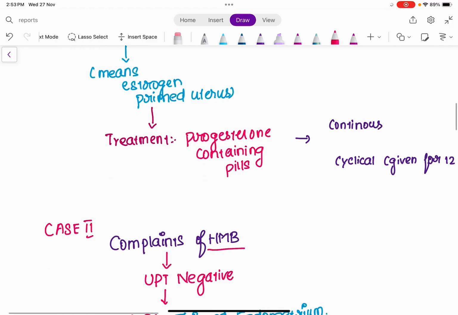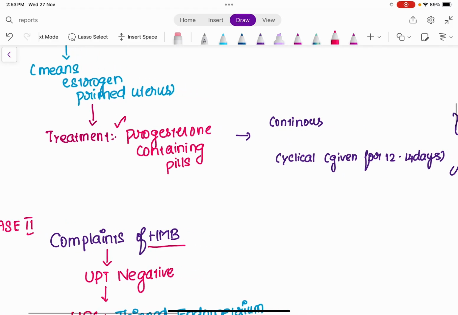So here, since estrogen has already primed the uterus, the treatment I have to give is only progesterone. So you give only progesterone containing pills. Because the estrogen has already primed the uterus, how am I going to treat this patient? Since the uterus is already primed by the estrogen, now I have to give only the progesterone, so that this progesterone will go and support the uterine endometrium. And unless and until this progesterone supports the uterine endometrium, the patient will never have any bleeding.